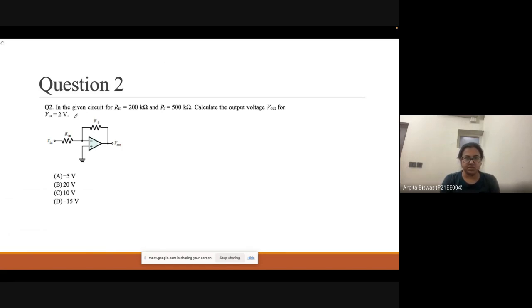In the given circuit, for R in equal to 200 kilo ohm and Rf equal to 500 kilo ohm, calculate the output voltage V output for V input equal to 2 volt. The first option is minus 5 volt, the second option is 20 volt, option C is 10 volt, and option D is minus 15 volt.